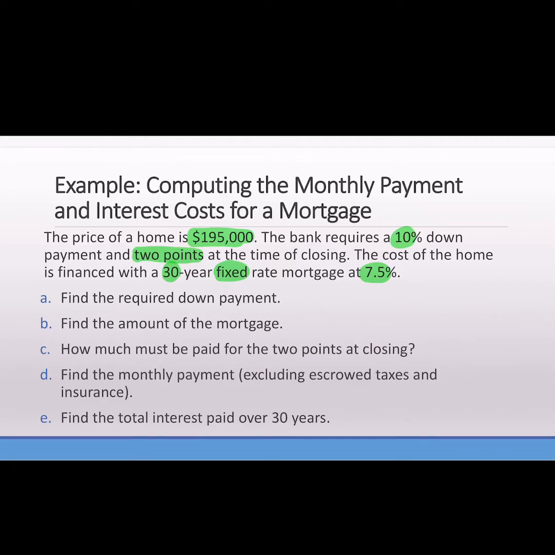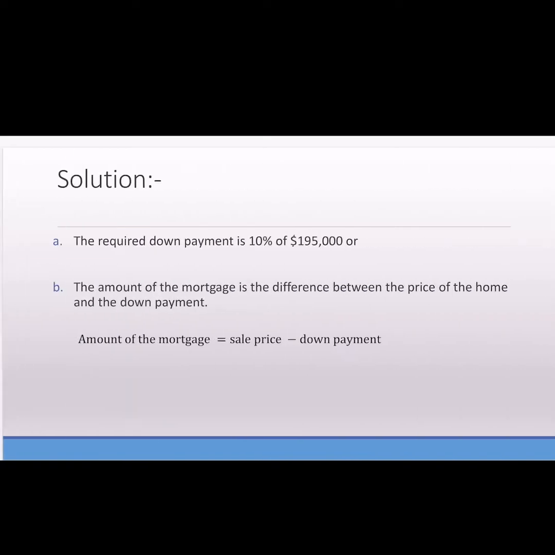They're asking you for the down payment, the amount of mortgage, you already know the formula, and how much must be paid if you're paying 2 points at closing. Find the monthly payment and the total interest paid over 30 years. What I want you all to focus on is how much money you pay after 30 years. You will be surprised. So let's do that.